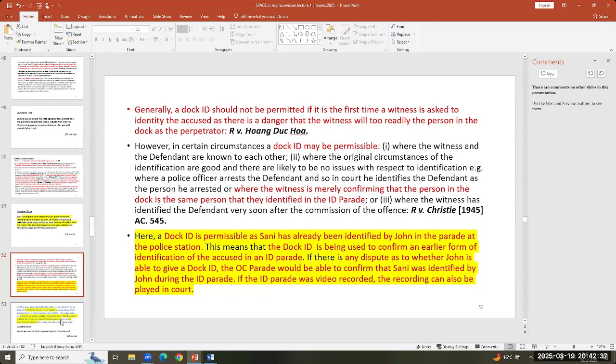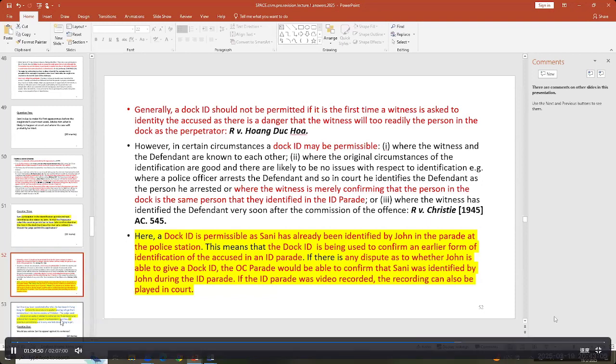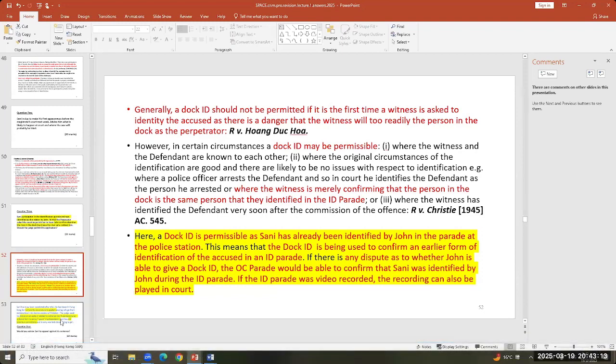If there is any doubt about John's identification, say for instance John can't remember who he identified, or can't remember what position Sani was in when he made the identification, then you could call the OC parade, who could testify as to the fact that Sani was identified during the ID parade. And if there's a video recording of the ID parade, which there usually is, the video can also be played. Okay. So here, yes, dock ID would be permissible. John would be allowed to do it.